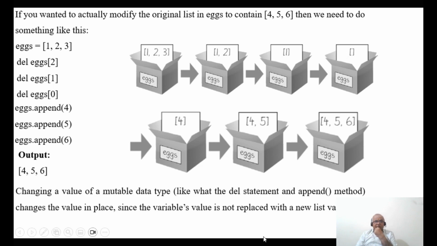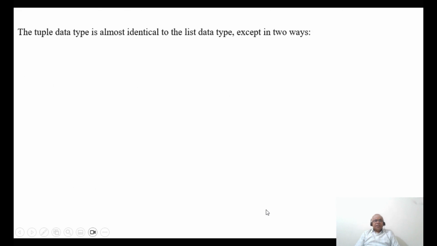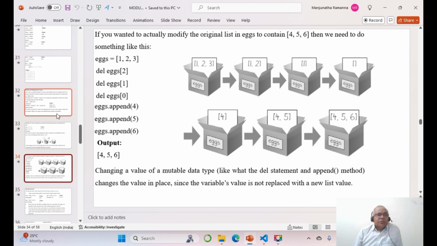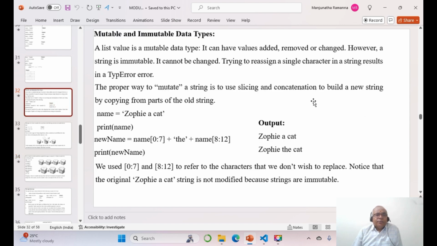Changing a value of a mutable data type like that, what? The del statement and append method. Changing a value of a mutable data type like this, the del statement and append method change the value in place, since the variable's value is not replaced with a new list value. The next thing we're going to consider is the tuple data type. Before that, we will try to execute how this is going to work in our program.